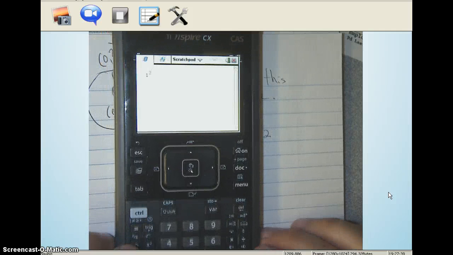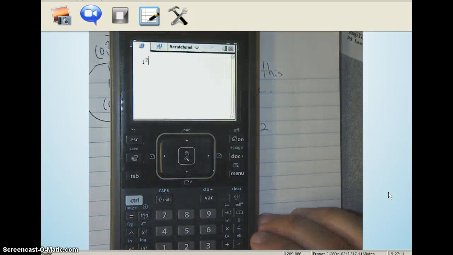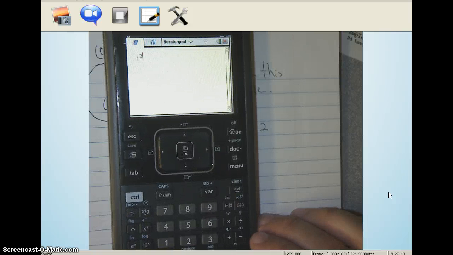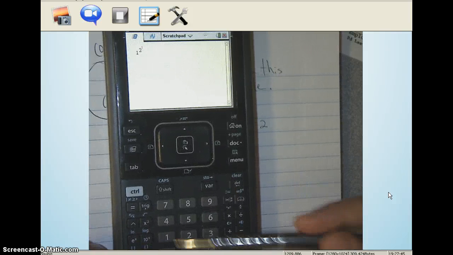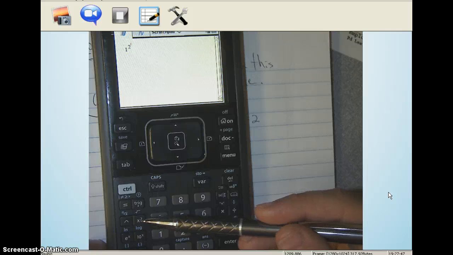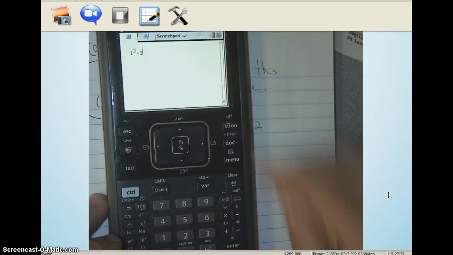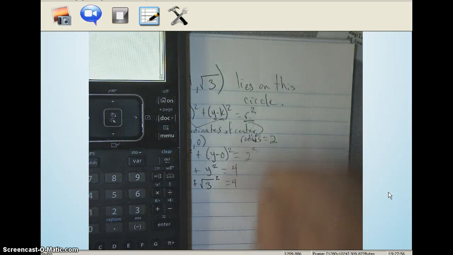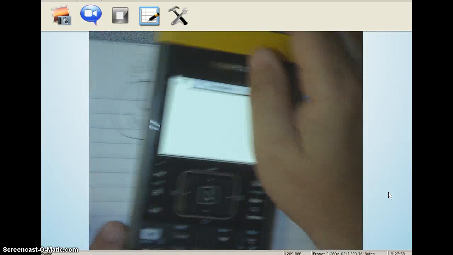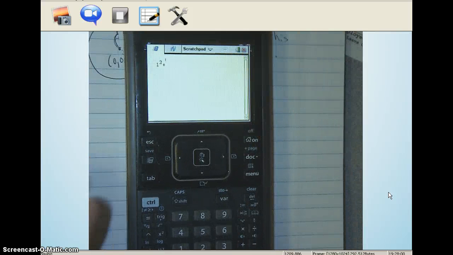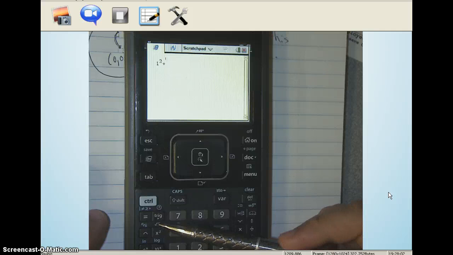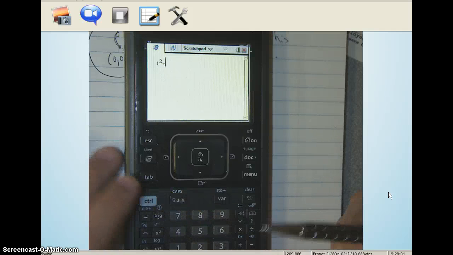I'm going to dim this just a little bit so you can see the screen a little bit better. But I'm using 1 and my square button here, right? Plus 3. Oh, no, it's not 3. Hold on. It's the square root of 3 squared. So I've got to do the square root of 3. Now, the square root of 3 is this button again, but it's the blue part. So I have to hit Control.